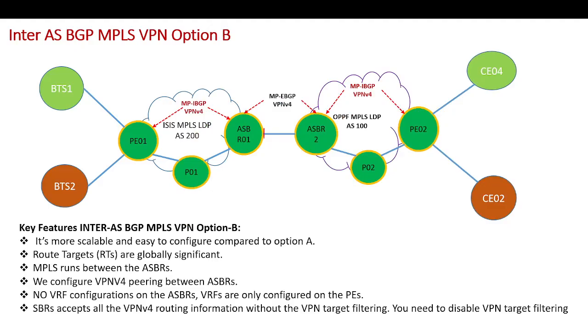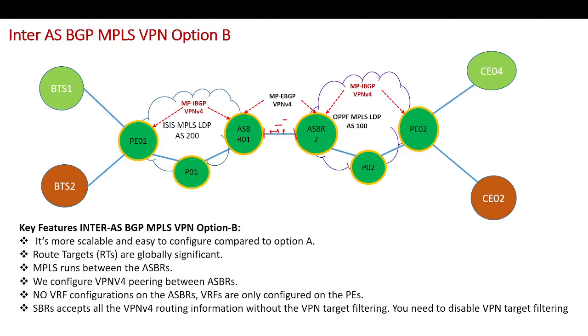For option B, we have an MP-BGP VPNv4 peering session between the SBRs. So we don't need to configure back-to-back VRFs between the SBRs. We are just doing MP-BGP VPNv4 peering so that they can exchange the VPNv4 routes between the different autonomous system numbers. And of course, we are configuring MPLS on these routers. Between the SBR and the PEs, we are deploying MP-BGP VPNv4. So the routes are exchanged between these two routers, and then they are propagated to the PEs, and the PEs are able to distribute the routes within the network.